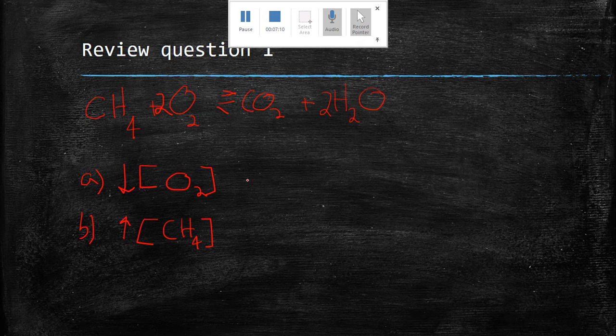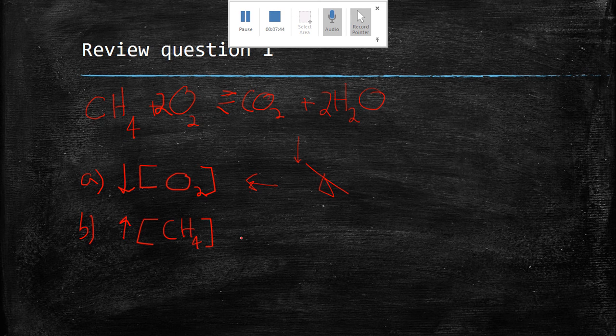Alright, so decreasing the concentration of oxygen, we're going to tip the scale out of balance. We're going to end up with less reactants than there are products. So in order to push that scale back down, we're going to have to increase the concentrations of methane and oxygen and decrease the concentration of carbon dioxide and water. In other words, the equilibrium is going to shift to the left.